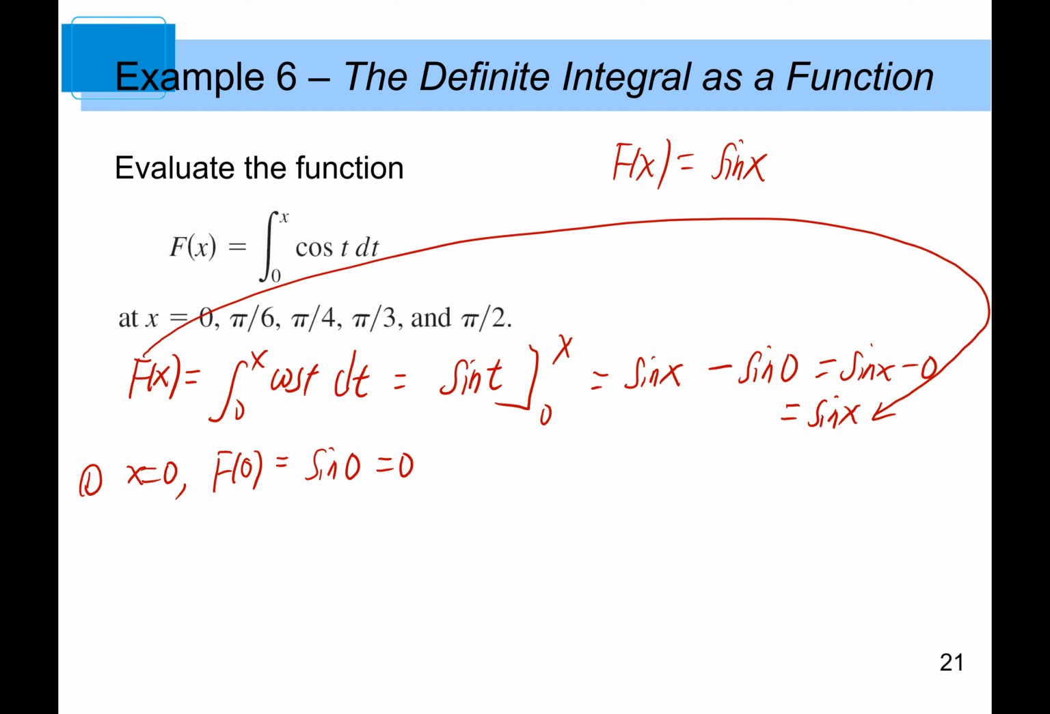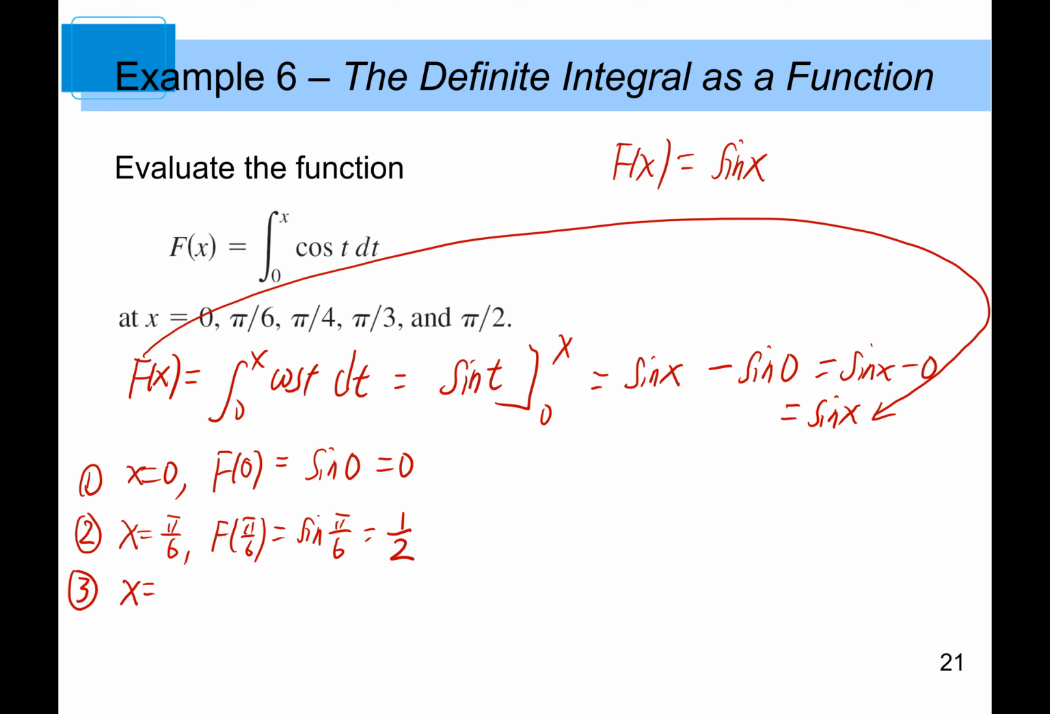So that means area under the curve from 0 to 0 is equal to 0. Second one, when x equals pi over 6, f of pi over 6 equals sine pi over 6. Pi over 6 is 30 degrees, sine 30 degrees is half. And that means our area under the curve from 0 to pi over 6 for the function sine of x is equal to half.